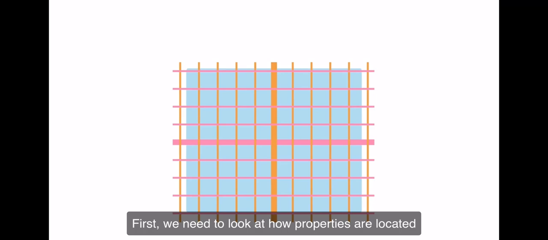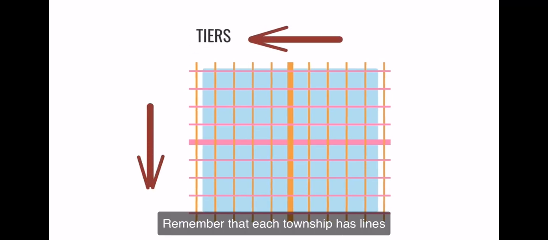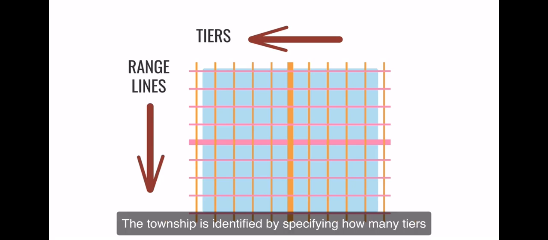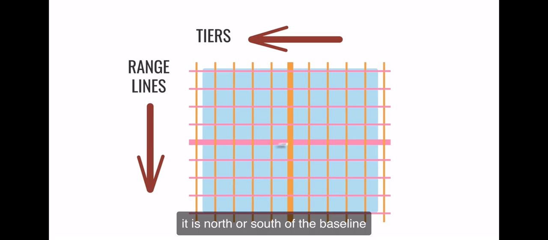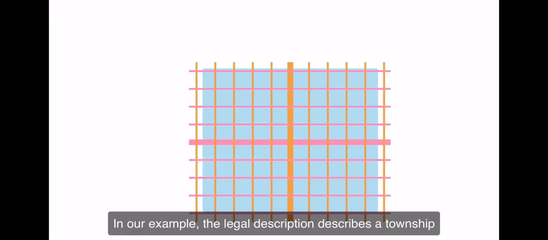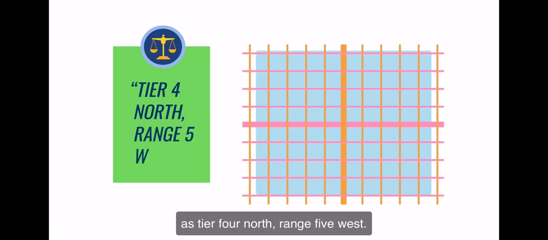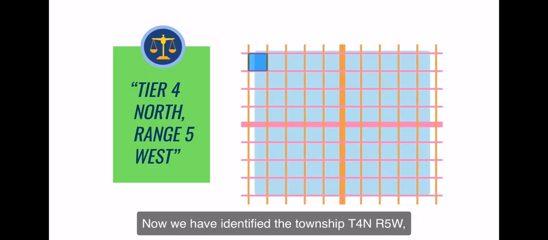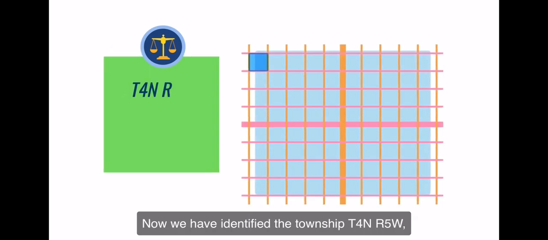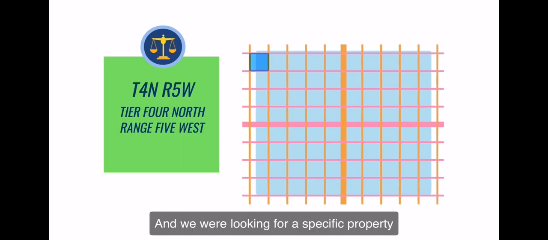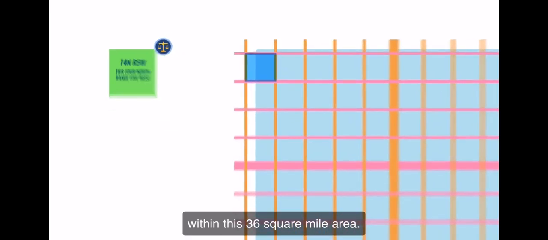First, we need to look at how properties are located in each township. Remember that each township has lines called tiers running east and west, and range lines running north and south. A township is identified by specifying how many tiers it is north or south of the baseline and how many range lines it is east or west of the principal meridian. In our example, the legal description describes a township as Tier 4 north, range 5 west. This identifies the township as being 4 tiers north of the baseline and 5 range lines west of the principal meridian. Now we have identified the township, T4N R5W, which stands for Tier 4 north, range 5 west. And we are looking for a specific property within this 36 square mile area.